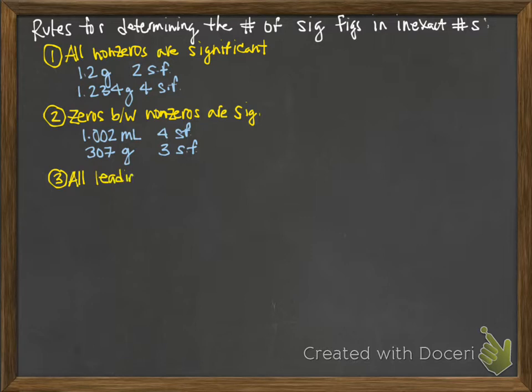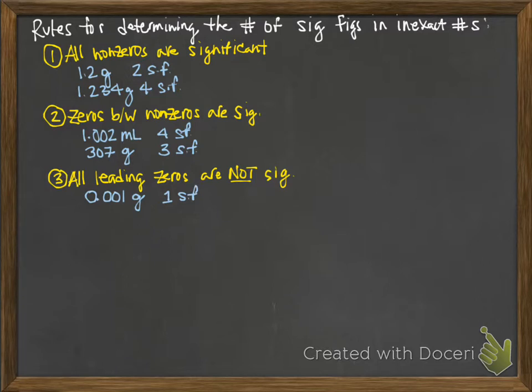All leading zeros, that's zeros to the left of non-zeros, are not significant. So, for example, 0.001 grams. We have zeros to the left of our non-zero, and so those are insignificant. They're just placeholders. So how many sig figs do we have there? That's right, just 1 sig fig.